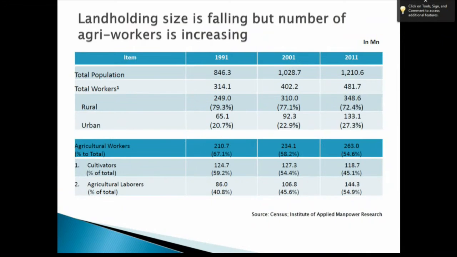55% are agri-laborers. So 2 points here. One, as a percentage of total workforce, cultivators are about 25%. The second point, as you can see, is that cultivators have gone down and agri-laborers have gone up. So cultivators have actually gone down. That means ownership of land is diluting and the number of agri-laborers operating on the land has been going up.